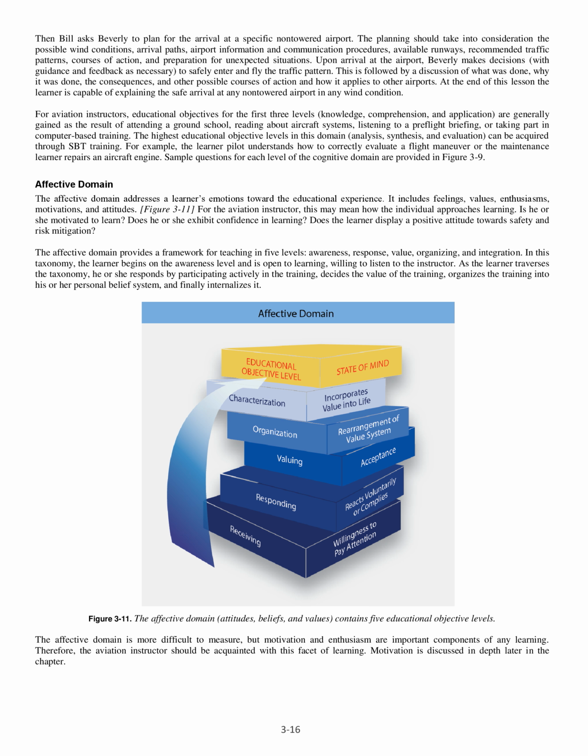At the end of this lesson, the learner is capable of explaining the safe arrival at any non-towered airport in any wind condition. For aviation instructors, educational objectives for the first three levels, knowledge, comprehension, and application, are generally gained as the result of attending a ground school, reading about aircraft systems, listening to a pre-flight briefing, or taking part in computer-based training. The highest educational objective levels in this domain, analysis, synthesis, and evaluation, can be acquired through SBT training. For example, the learner pilot understands how to correctly evaluate a flight maneuver, or the maintenance learner repairs an aircraft engine. Sample questions for each level of the cognitive domain are provided in Figure 3.9.